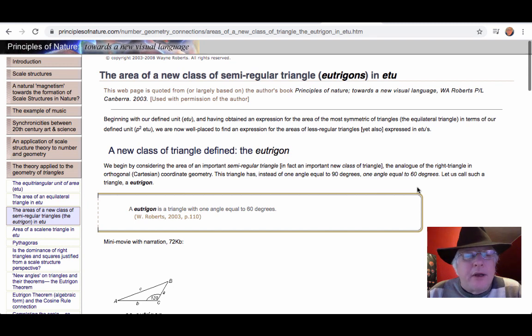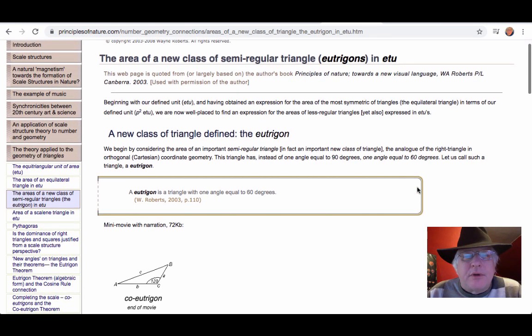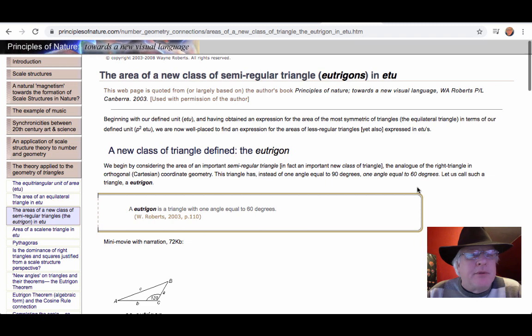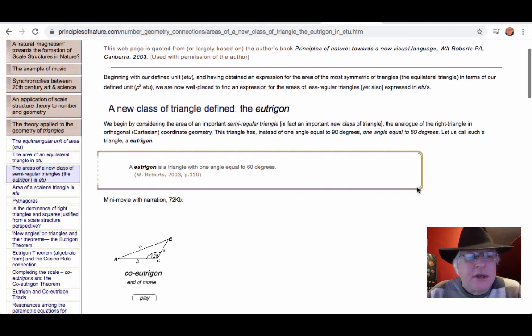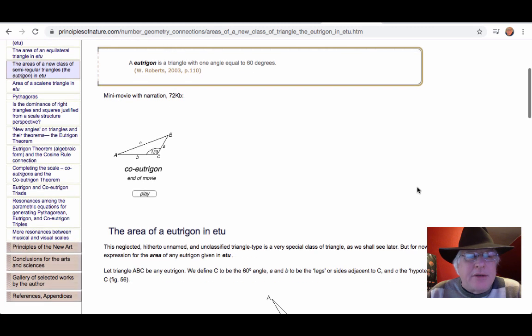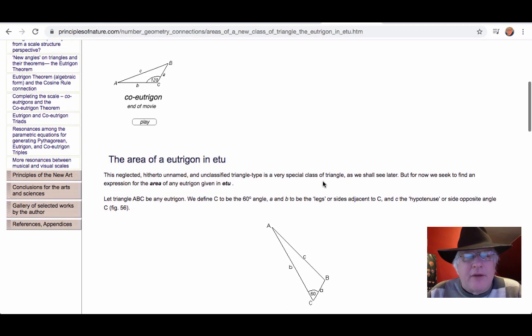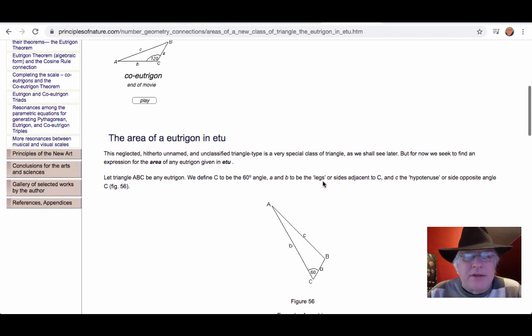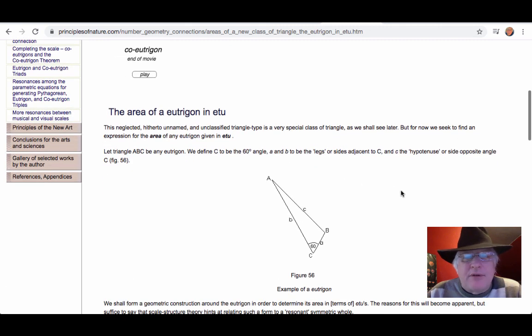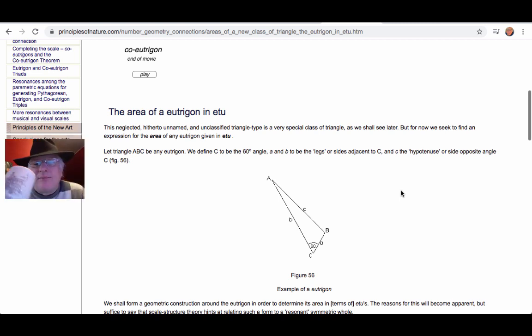Good morning, friends. I've just come back to this page, Principles of Nature by a gentleman named Wayne Roberts. I finally enabled the flash in the browser so it could play this tiny movie where he pronounces it as Utrigon, not Utrigon. I've been saying Utrigon in past videos. Now I'm going to try to change my habits and say Utrigon.